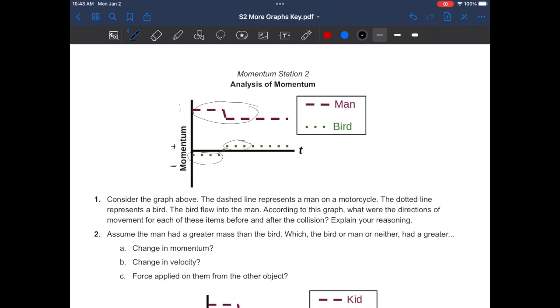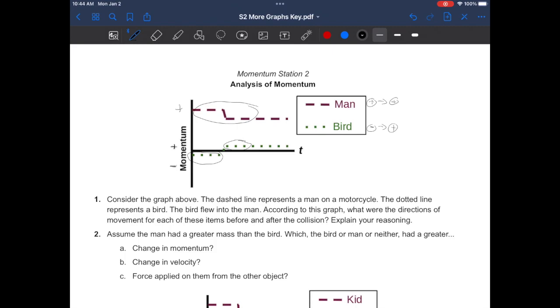Mass isn't going to be negative. We can see the bird started with a negative momentum and ended with a positive, where the man was positive the entire time. So I would say that the movement of the bird before the collision was negative and finished positive. The man was positive and finished positive.